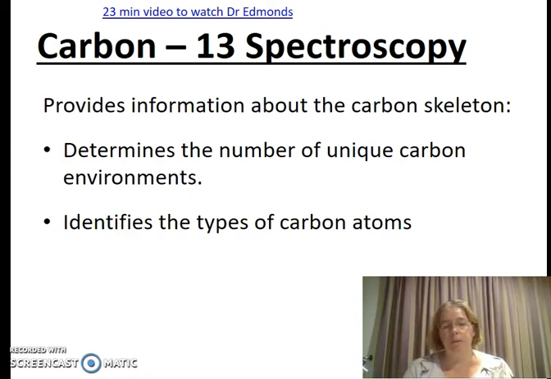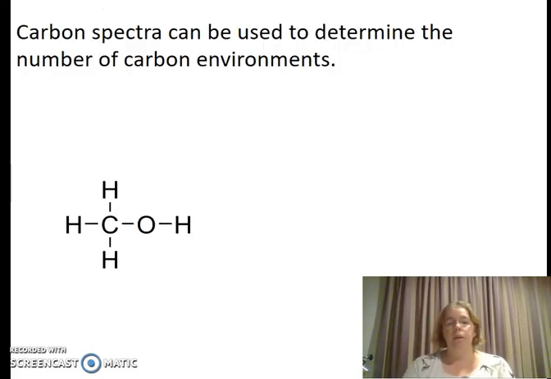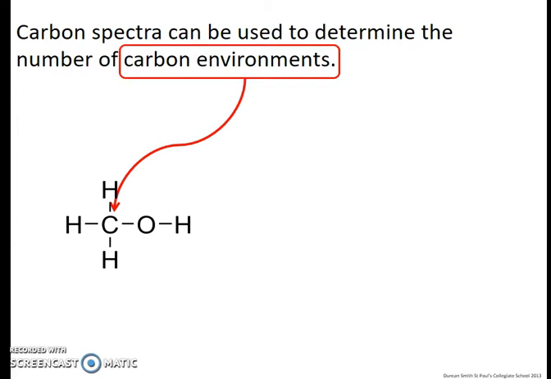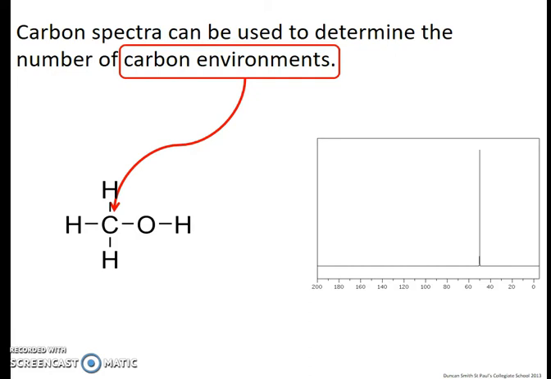Now, rather than me talking about this any further, I think it's best to actually see it. So, starting off with a nice simple molecule such as methanol here. In a methanol molecule, there is only one carbon atom. So there can be only one carbon environment, which you can see in the spectra. Here's the spectra for methanol. We have one single peak, which relates to one single carbon environment. Now, if you've only got one carbon, then figuring out how many carbon environments you've got seems pretty straightforward.